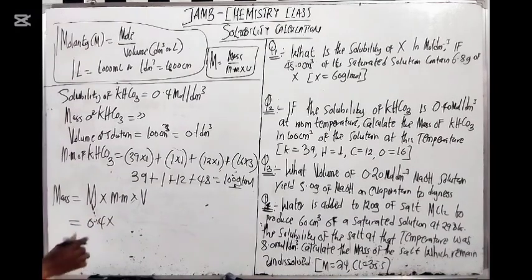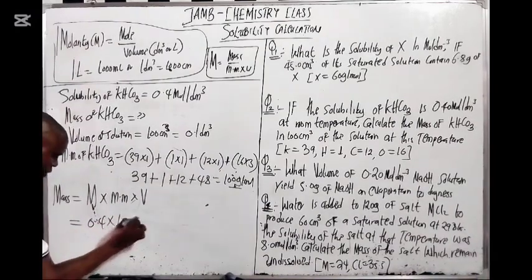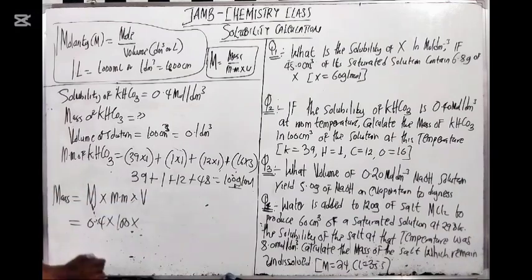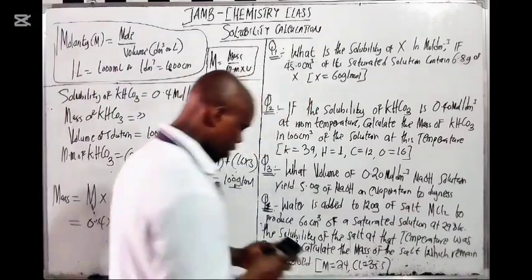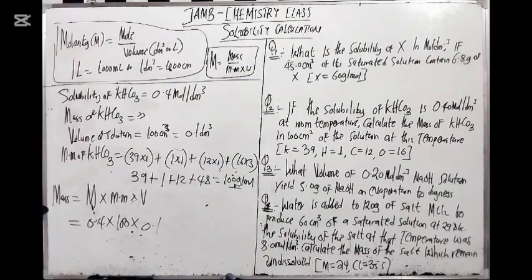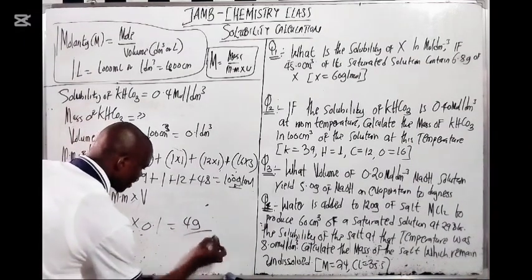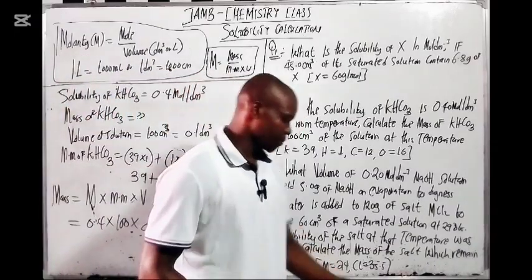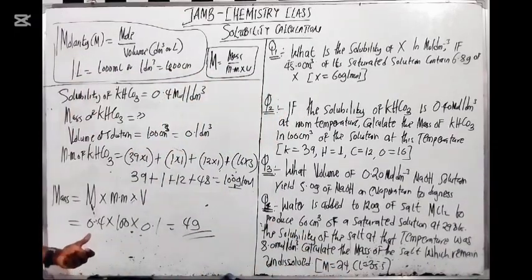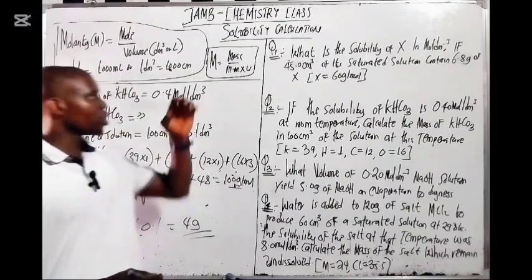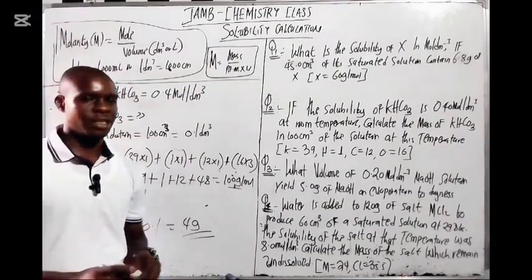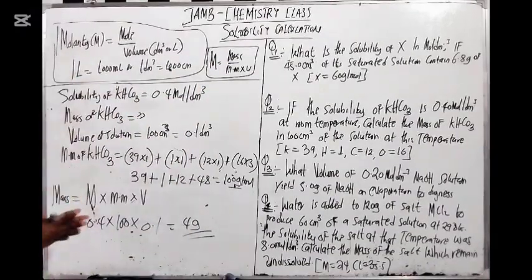So input your values here. 0.4 times molar mass, which is 100, times volume. Volume is 0.1. So here we have 0.4 times 100 times 0.1. Here we have 4. So the answer is 4 gram. You can see how easy it is. With these two formulas, you can see how easy it is to solve the problem here.